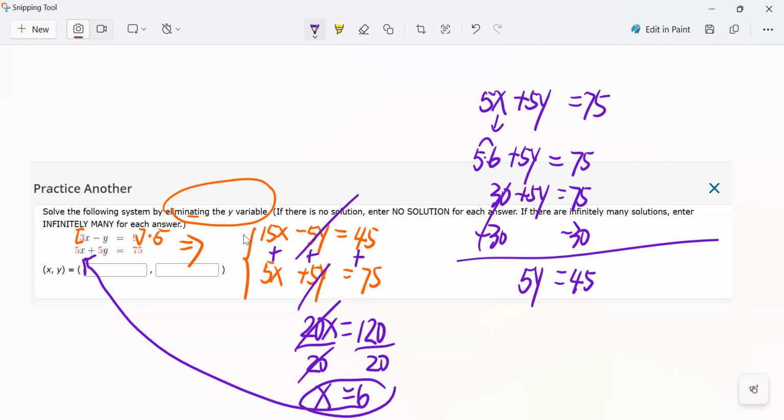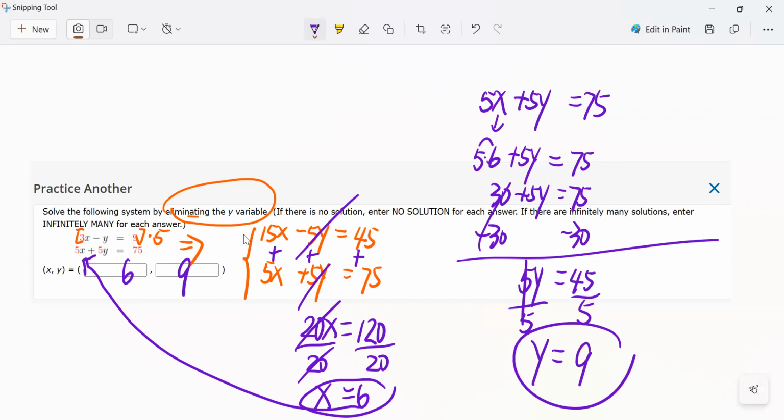Now get rid of the 5 by dividing by 5 on both sides of the equation. So y is by itself, y equals 45 over 5, y equals 9. Okay, so the answer is x equals 6, y equals 9. Do you have any questions about this?